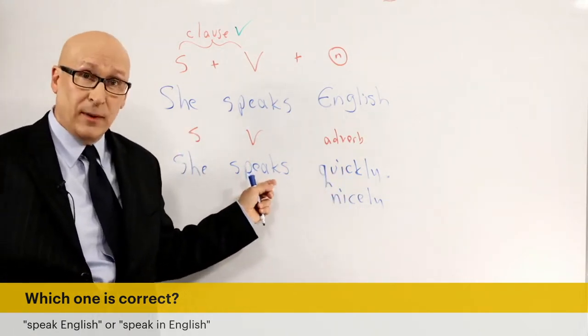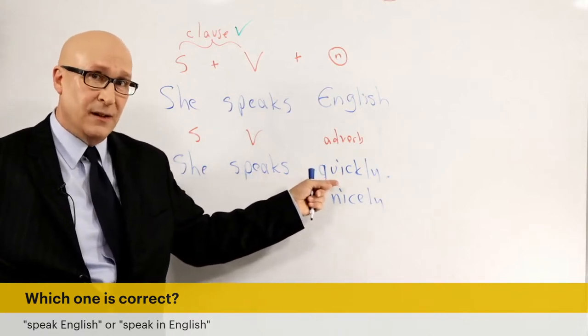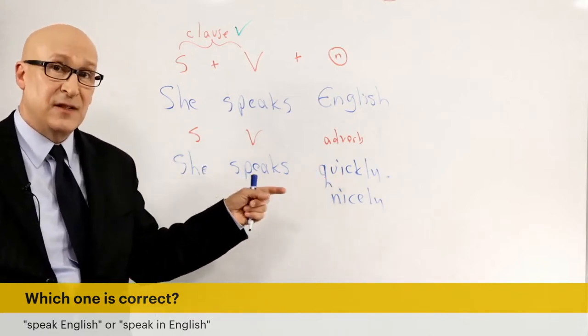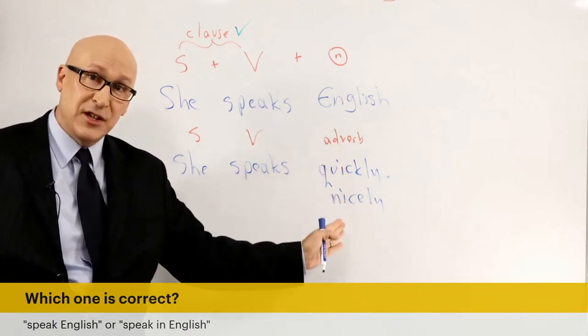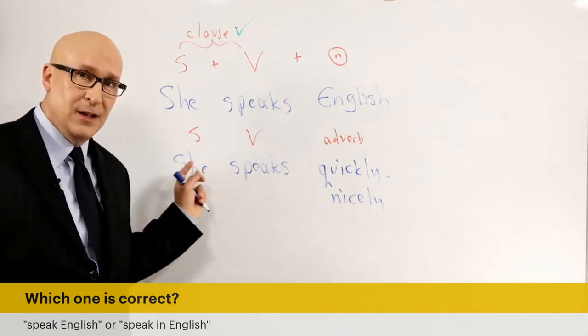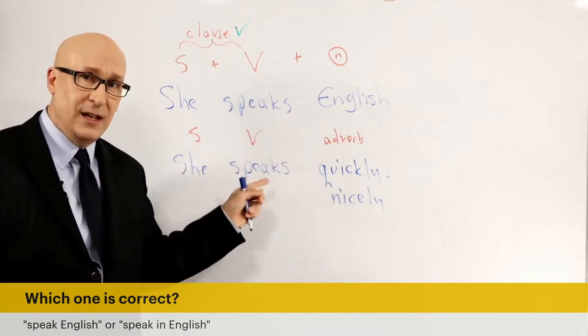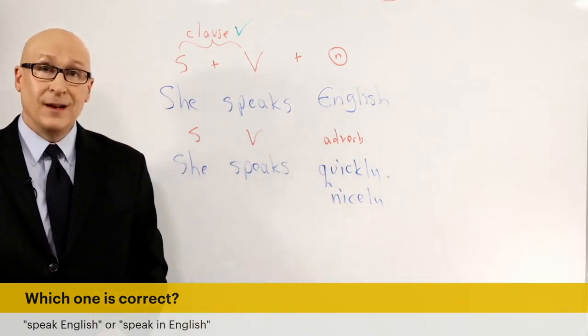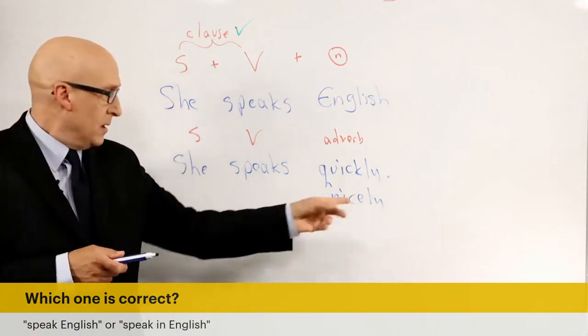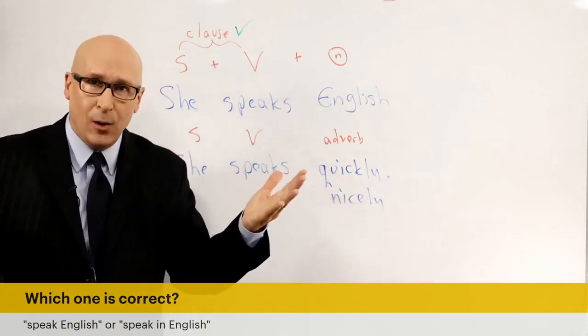If you have an action verb like this, you can't have an adjective here. We shouldn't say she speaks quick or she speaks nice. You put adjectives here when you have a be verb. She is nice. She is quick. In this structure, we have an adverb. Now, these answer the question how.